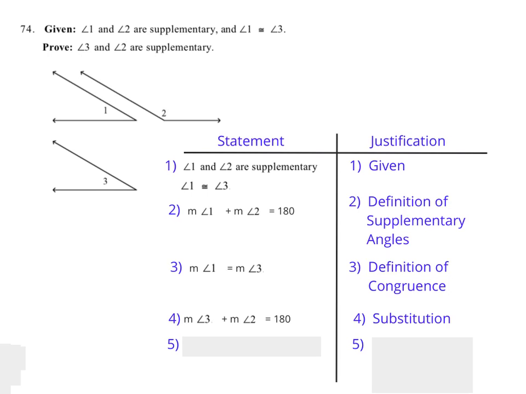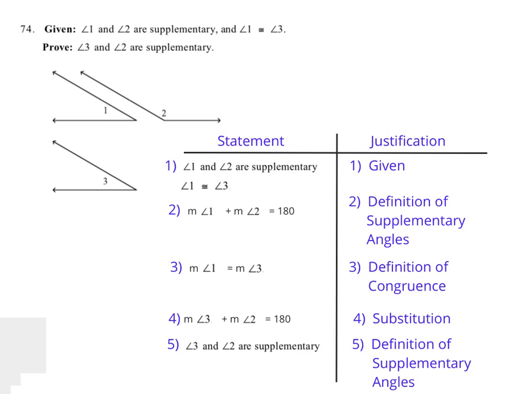Well, if we know that the measures of two angles sum to 180, we know that the angles themselves are supplementary. And that's what we were asked to prove, that angle 3 and angle 2 are supplementary. Because if their measures sum to 180, then the angles themselves are supplementary. And what is that? Well, that is the definition of supplementary angles. Okay, we're done.